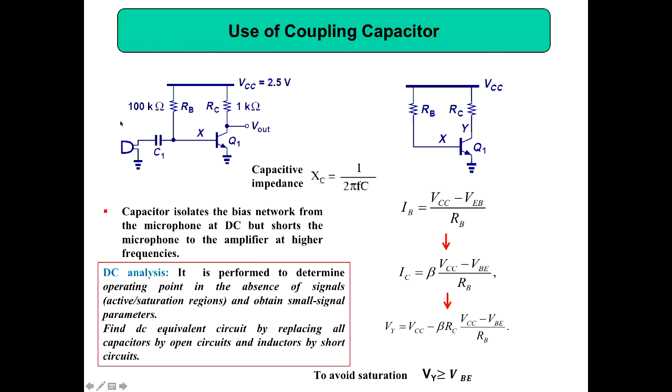Then what we are doing we call DC analysis, because we are not taking into account the signal. The aim of the DC analysis is setting the value of RB and RC, even putting a proper VCC, to make sure that your transistor is operating in the active region.